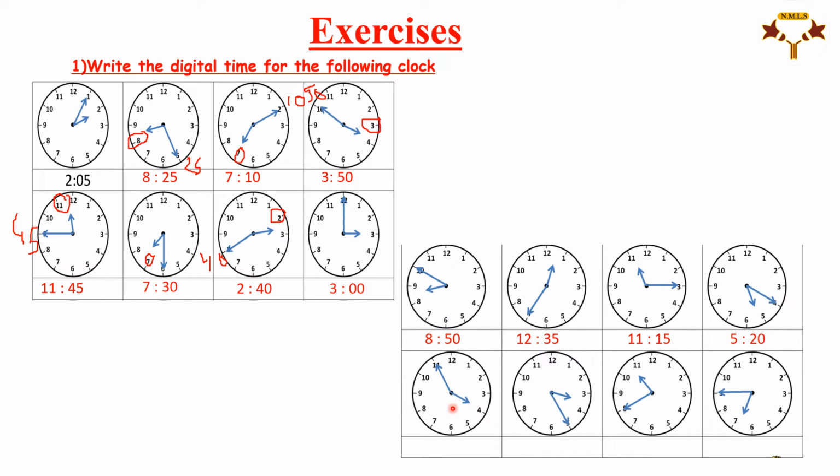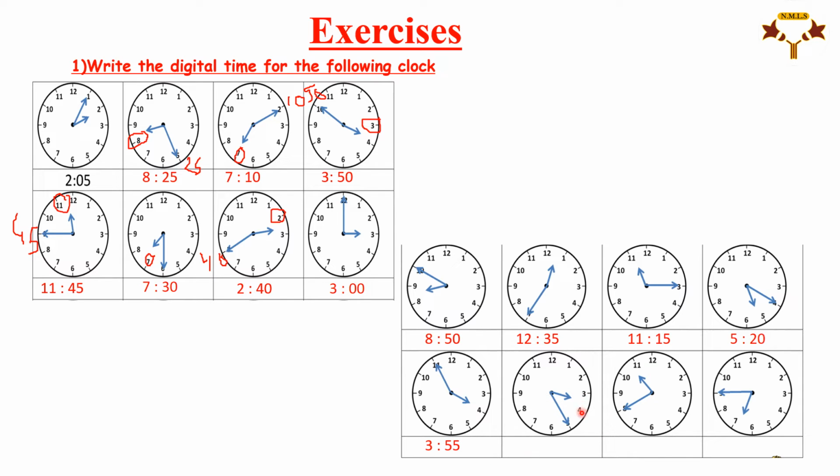Here we have short hand between 3 and 4. I will take the smallest, okay? Then I will take 3. And long hand at 11. Then we skip counting by 5 from 1 up to 11. 5, 10, 15, 20, 25, 30, 35, 40, 45, 50, 55. Then it will be 3 and 55 minutes.